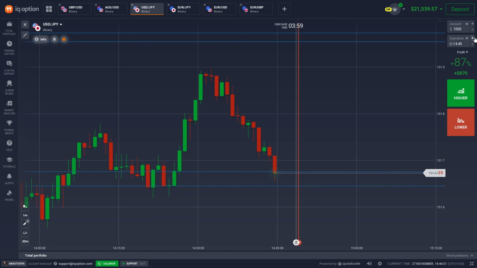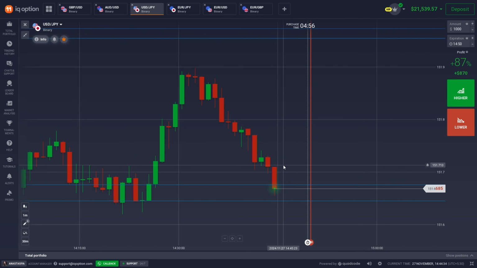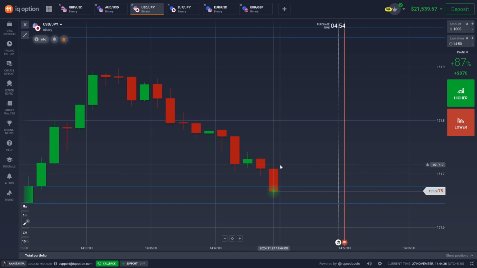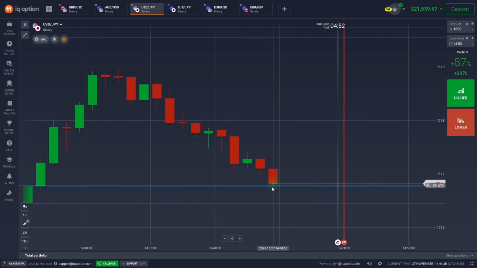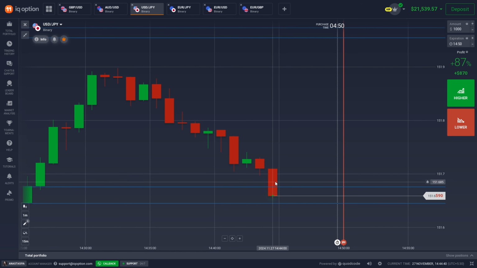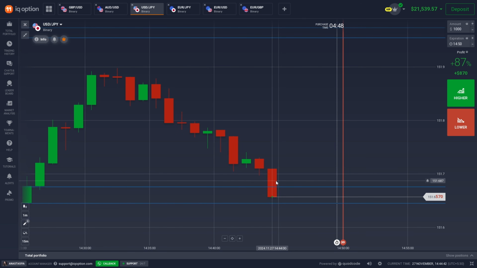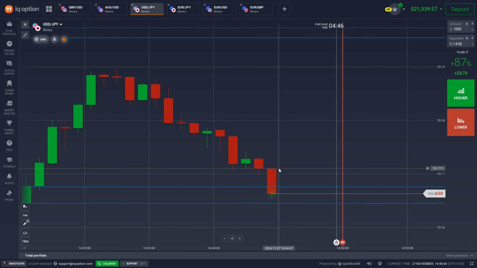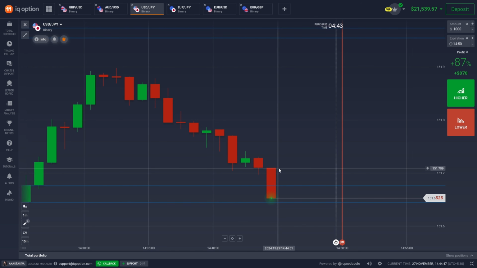We will take a 5-minute trade, so I'm increasing the time frame. And right now, as you can see, this is a strong candle. So we can't take a reversal trade instantly. We have to wait for the market to get weak. And to watch if the market is weak or not, you have to watch the candlestick size.